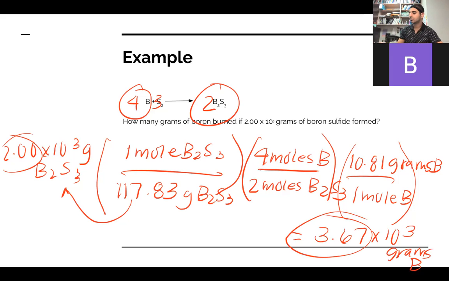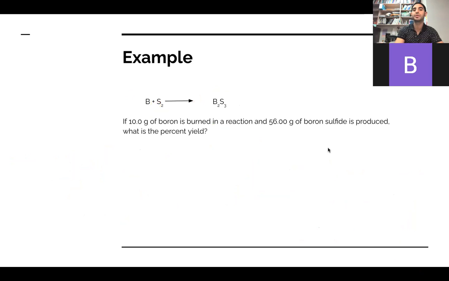And then our last problem here is going to be a little bit different because it's going to include some kind of percent yield, and how we go to that percent yield is going to be really important. So again, I'm going to balance the equation. If 10 grams of boron is burned in a reaction and 56 grams of boron sulfide is produced, what is the percent yield?